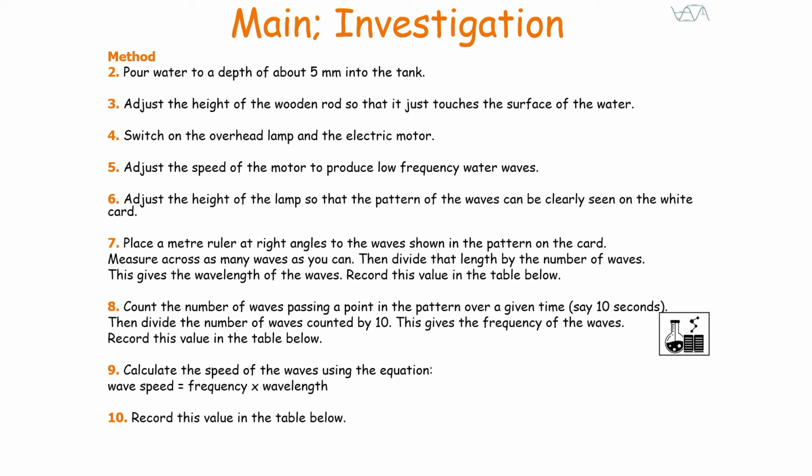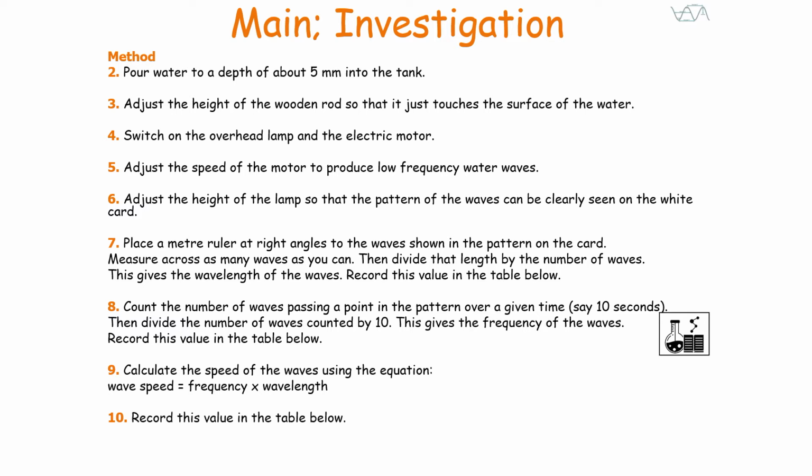You'd adjust the height of the wooden rod so that it just touches the surface of the water. Switch on an overhead lamp and an electric motor. You'd then adjust the speed of the motor so you're producing low frequency water waves in your ripple tank. You'd then adjust the height of the lamp so the patterns of the waves can be clearly seen on the white card.